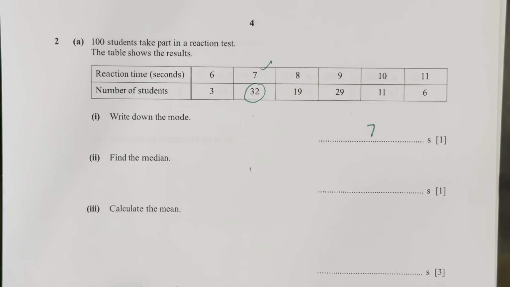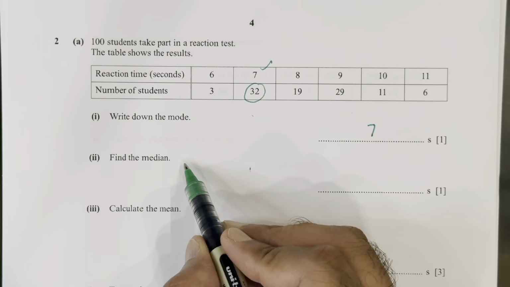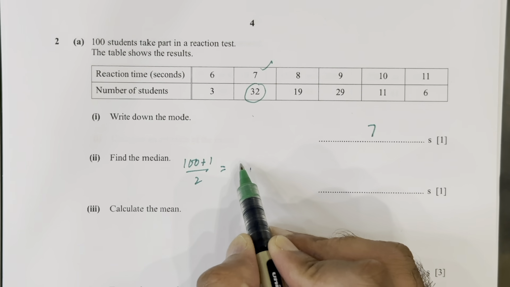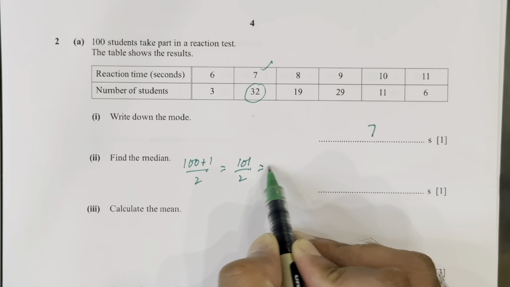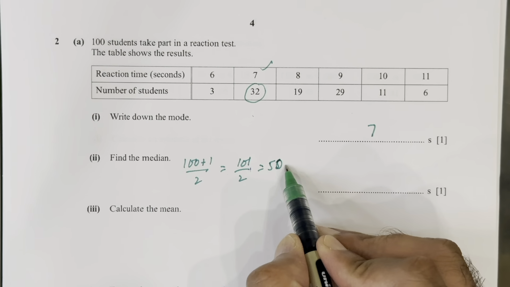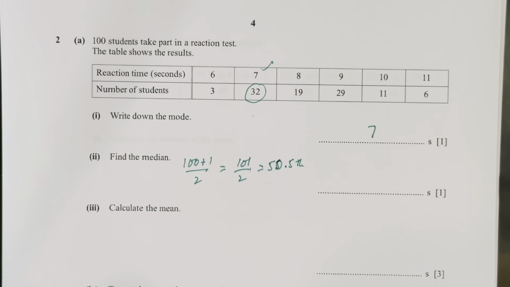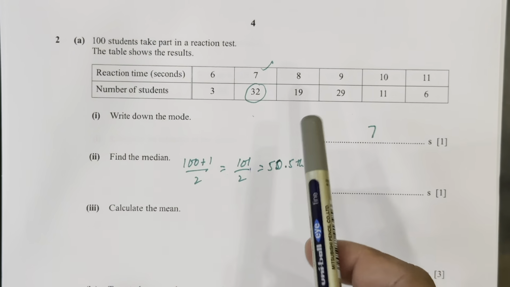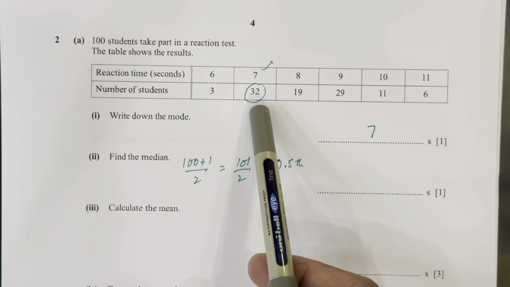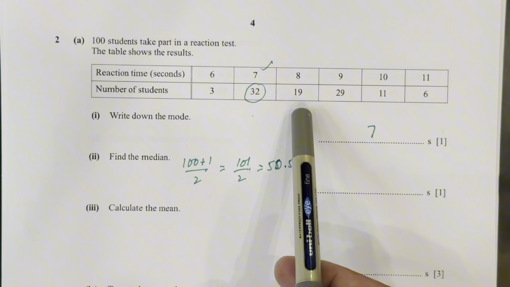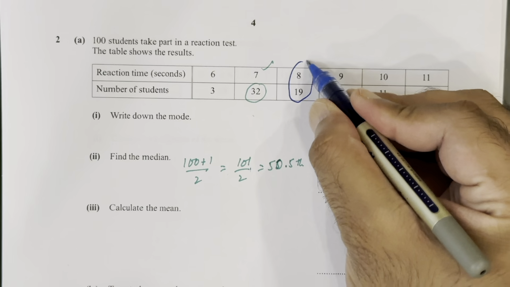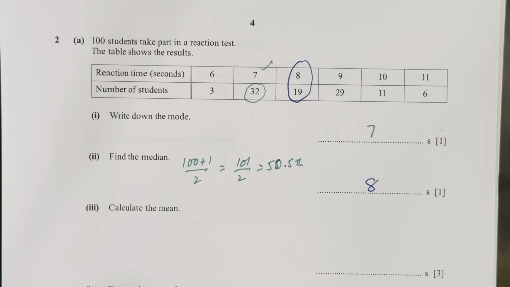Okay, find the median. We know that median is the central value. So total values are 100, that is even. Then 100 plus 1 divided by 2, it would be 101 divided by 2, it would be 50.5. It means we require the 51st value. And we get the 51st value by the cumulative frequency: 3 plus 32 is 35, 35 plus 19, we get the value of 54. So this would be our median class. So 8 would be our answer here.